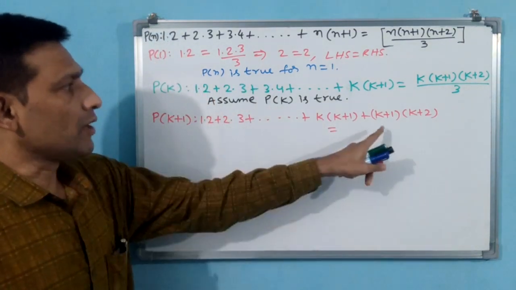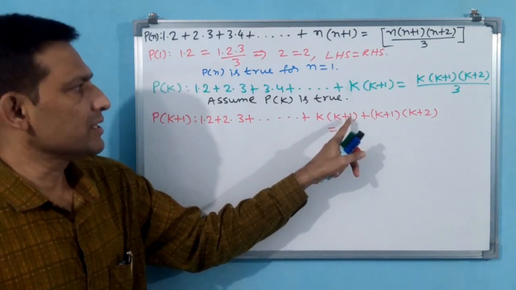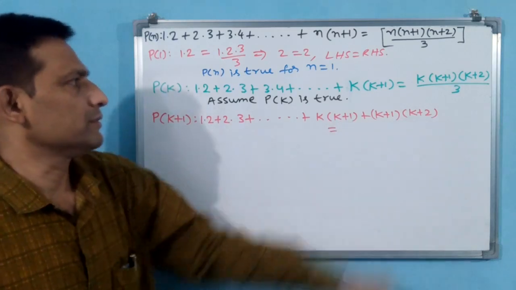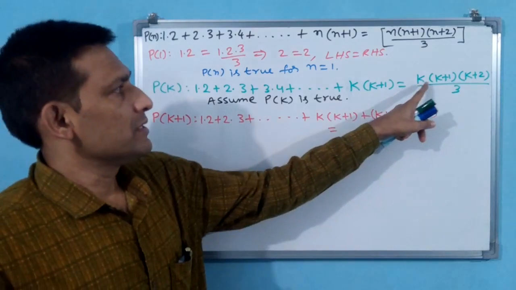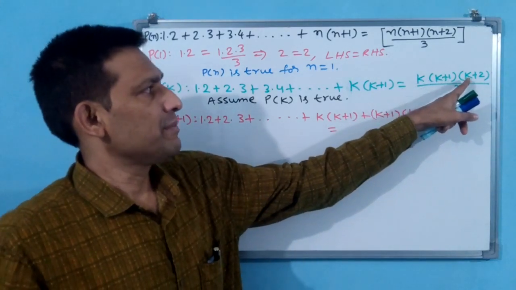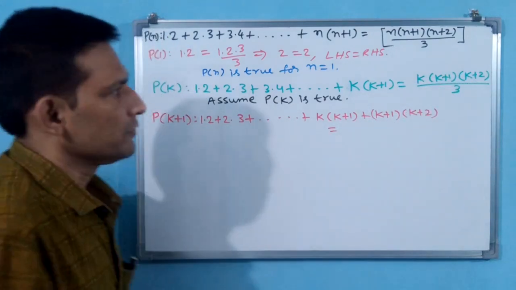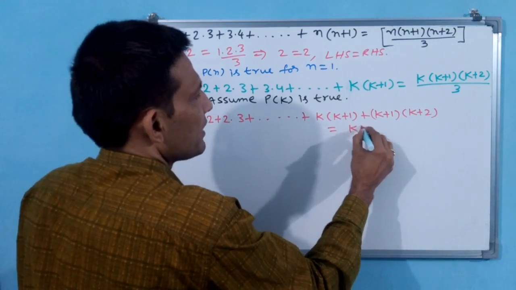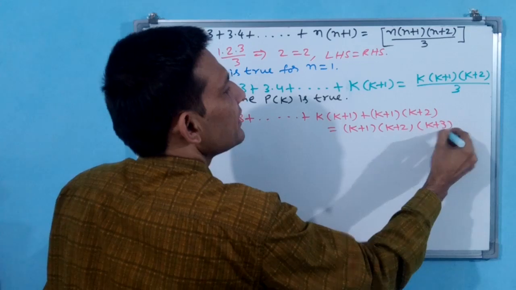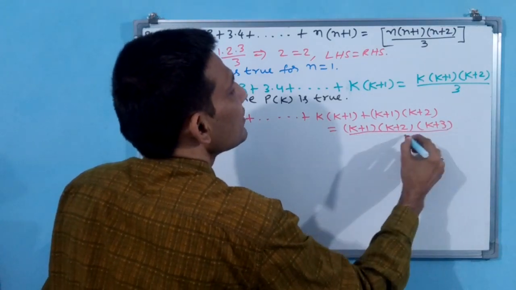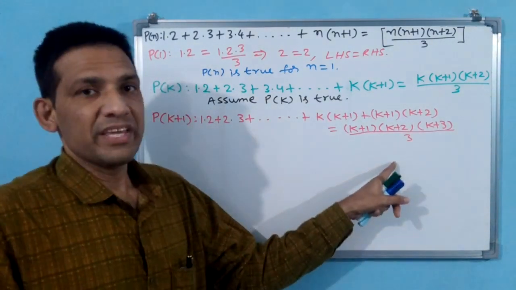But what about RHS? This is how I have written, you know? See, where k is, here k plus 1 will come. K plus 1 means k plus 1 plus 1, k plus 2, and k plus 2 means k plus 1 plus 2, k plus 3. So k plus 1, k plus 2, k plus 3 by 3 will come. RHS: k plus 1, k plus 2, k plus 3 divided by 3. This will be RHS of P of k plus 1.